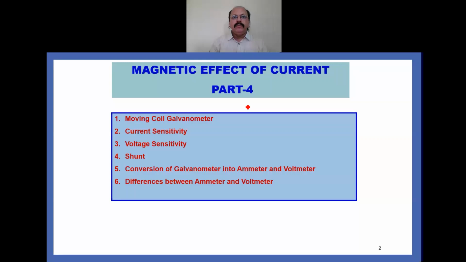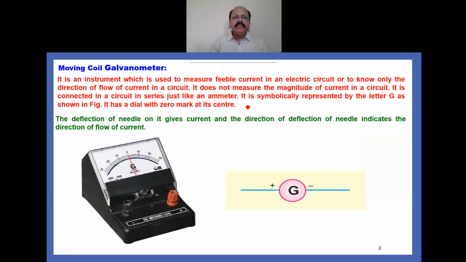First we learn about moving coil galvanometer, then its current sensitivity and voltage sensitivity. After that we learn about shunt and then conversion of galvanometer into ammeter and voltmeter. And finally we discuss the difference between ammeter and voltmeter. So first we start with the moving coil galvanometer.